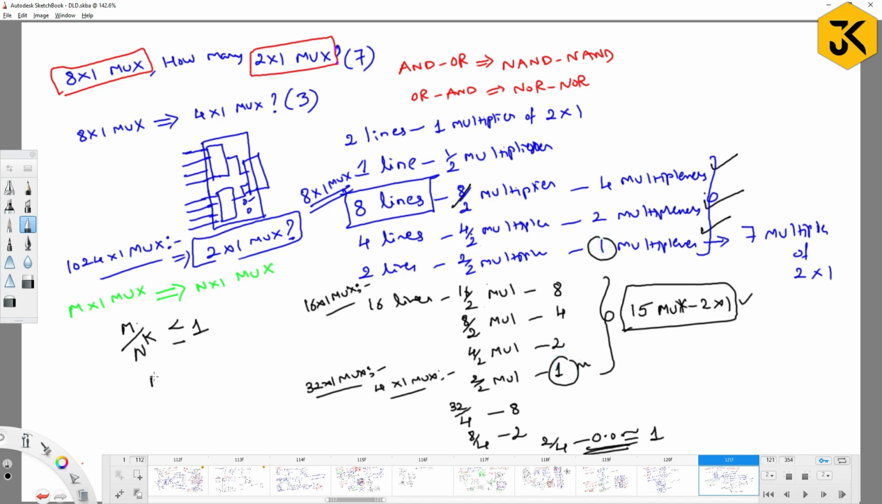So I can generalize: m should be less than or equal to n power k. Then k should be greater than or equal to log m to the base n. Is it okay? I can take the logarithm on both sides and perform this. So k should be greater than or equal to log m to the base n. Now you may sometimes get 0 point something, right? 0 point something multiplexers are not possible, so I compulsorily have to use 1 multiplexer. That's why I took the ceil. So the k value should compulsorily be greater than or equal to log m to the base n. Is it okay?